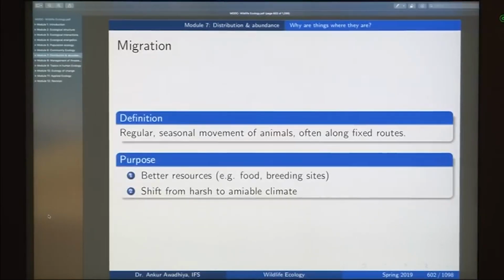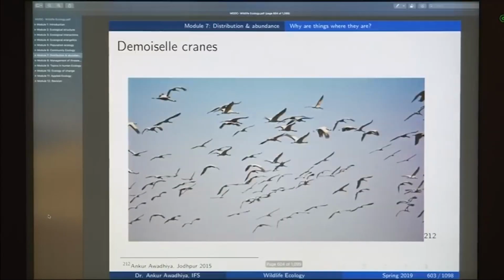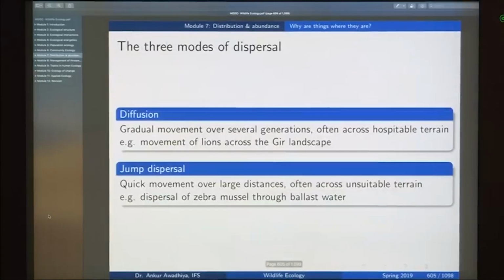Now, one other factor that can regulate whether a species is found or not found is migration, which is defined as a regular and seasonal movement of animals, often along fixed routes. Now, the reasons are, you can have animals that are looking out for better resources such as food or breeding sites, or there are animals that are moving away because their original habitats have a harsh climate. So, they are shifting to a more amiable climate. We looked at the example of demoiselle cranes.